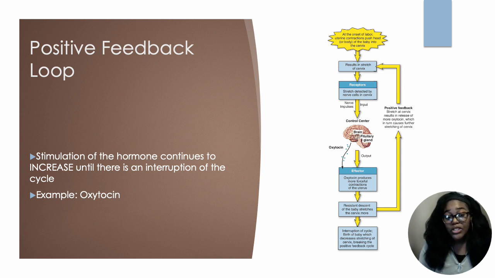baby has been pushed out of the woman, and then those levels drop. So again, with a positive feedback loop, the hormone continues to increase until there's an interruption of the cycle, and in this case, that is the birthing of the baby.